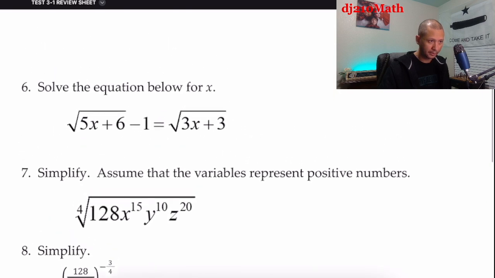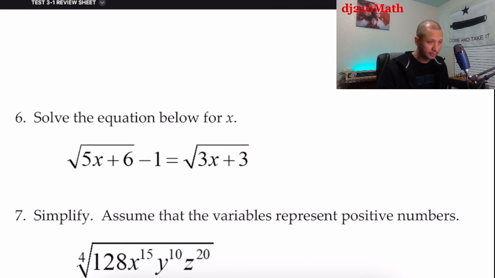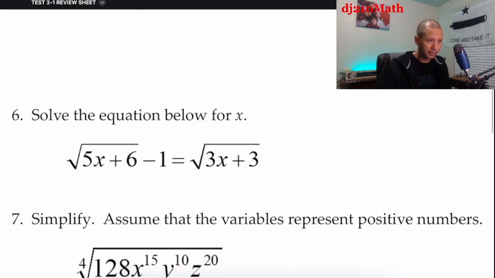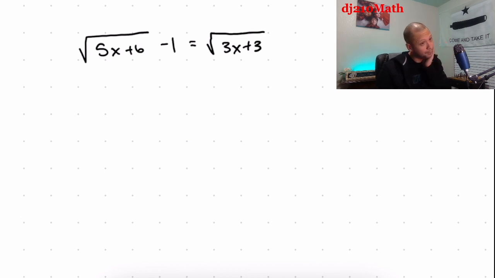All right, number 6. This is a little less than ideal, mainly because we have double square roots. We might have to go to some scratch paper for this one. Root 5x plus 6 minus 1 is equal to root 3x plus 3. All right.